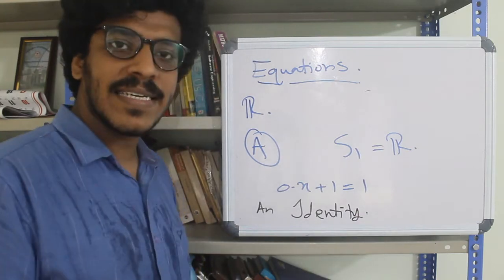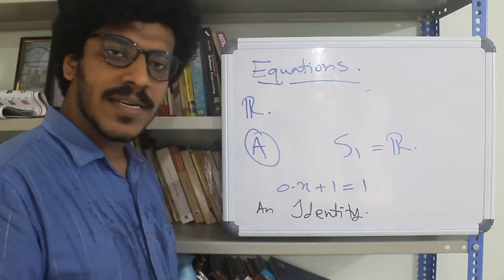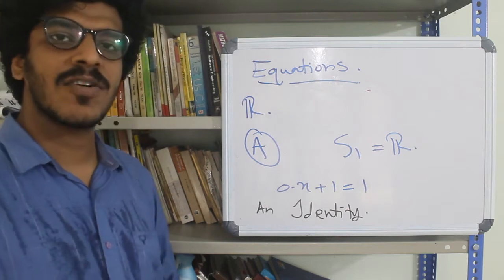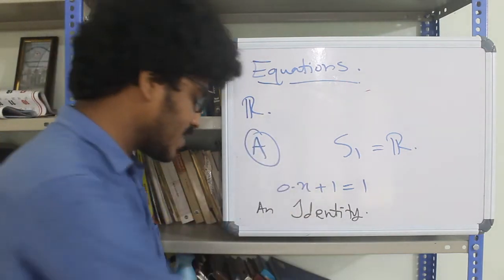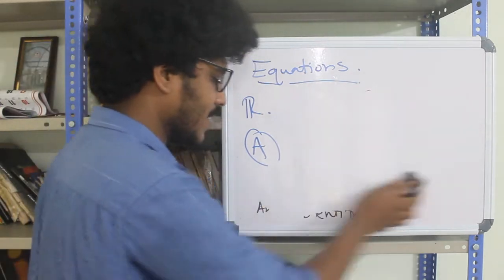So what is an identity? An identity is an equation whose solution set is the set of all real numbers. Right. So there is another extent for this solution set situation.